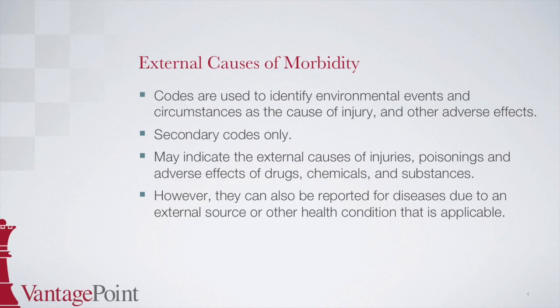The external cause codes are for the classification of environmental events and circumstances as the cause of injury and other adverse effects. When a code from this section is applicable, it will always be a secondary code to a code from another chapter of ICD-10 indicating the nature of the condition. Usually, the condition will come from Chapter 19 for injury, poisoning, and certain other consequences of external causes. However, conditions from other chapters that are documented as being due to external causes can also be used with external cause codes to provide additional information as to the cause of the condition.